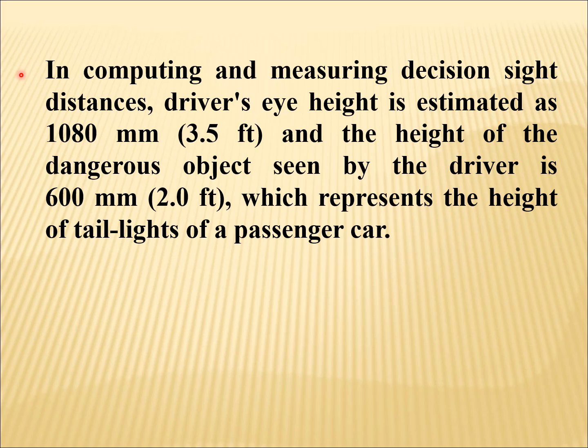Now this is a very important point, and we have already discussed it for the stopping sight distance. In computing and measuring decision sight distance, the driver's eye height is estimated as 1080 millimeter, that is 3.5 feet, and the height of the dangerous object seen by the driver is 600 millimeter or 2 feet, which represents the height of tail lights of a passenger car.